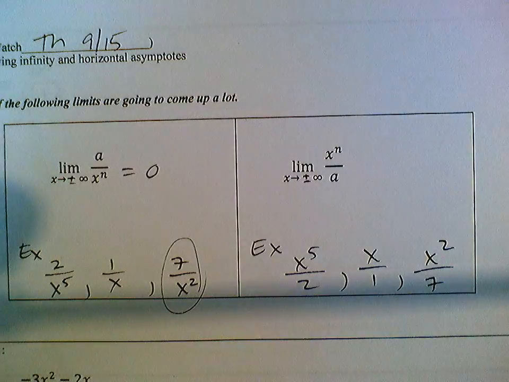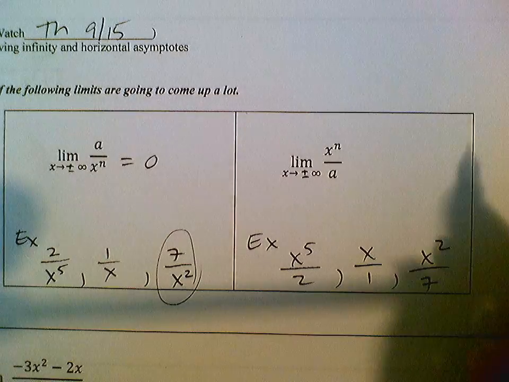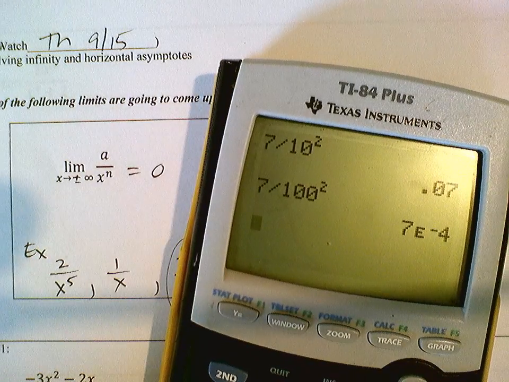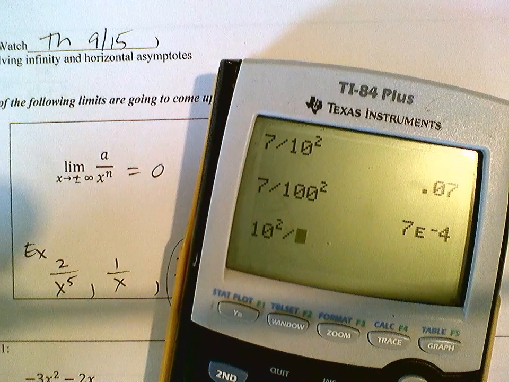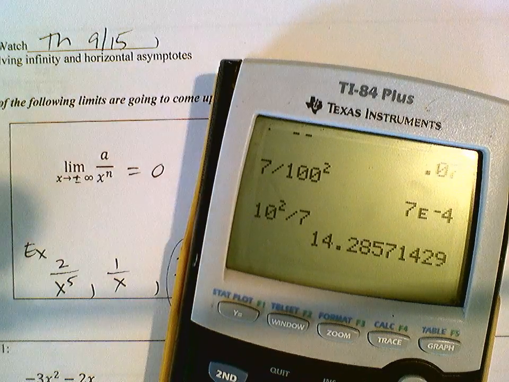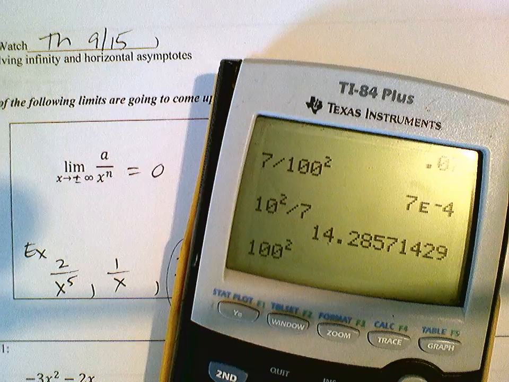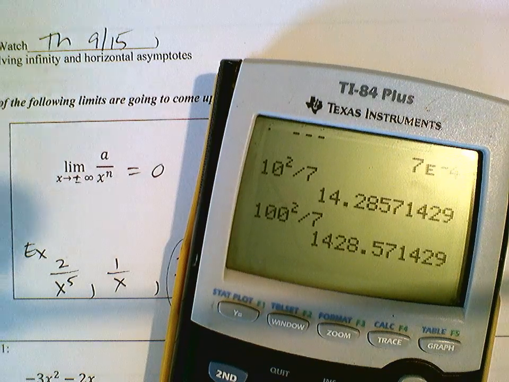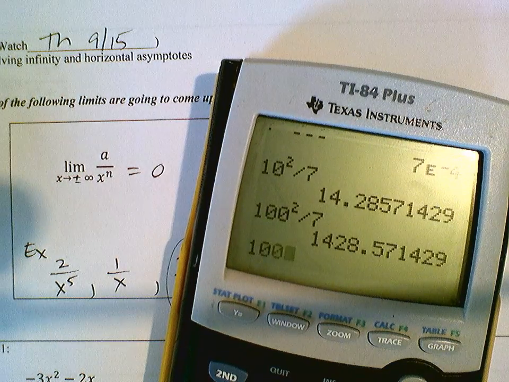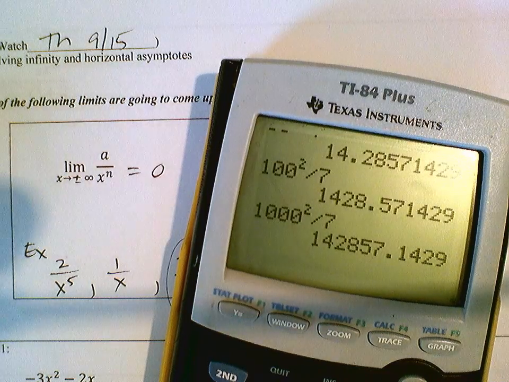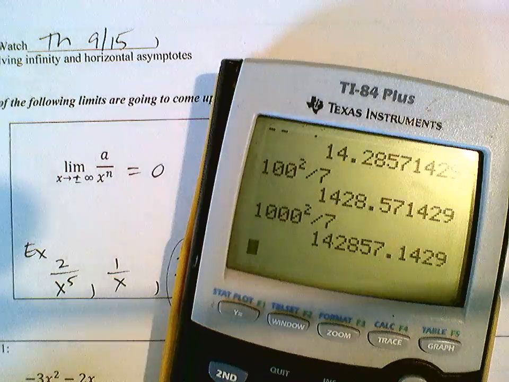All right, and let's see what's happening. I'll take the same corresponding function. This time, for example, 10 squared over 7. Okay, 14 point something. 100 squared over 7. Much bigger number. 1,000 squared over 7. A much bigger number, and it's growing fast.